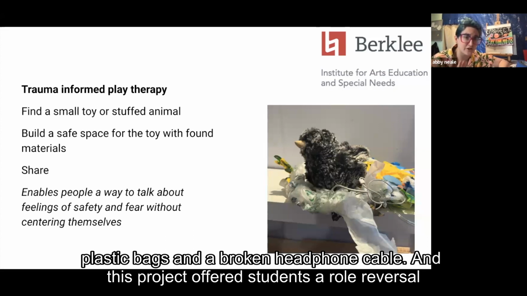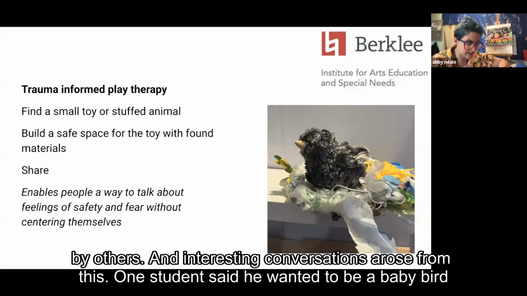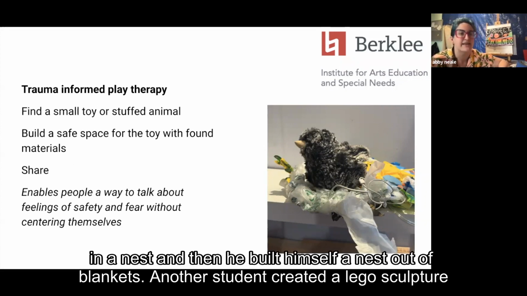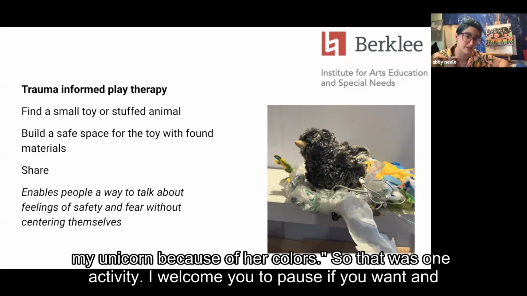And this project offered students a role reversal where they were the ones creating the safe space instead of the ones kept safe and sheltered by others. And interesting conversations arose from this. One student said he wanted to be a baby bird in a nest, and then he built himself a nest out of blankets. Another student created a Lego sculpture for a tiny beanie baby and said, this has guns and cameras on it because bad people want to come and get my unicorn because of her colors.